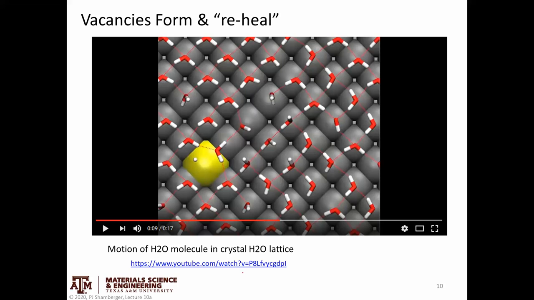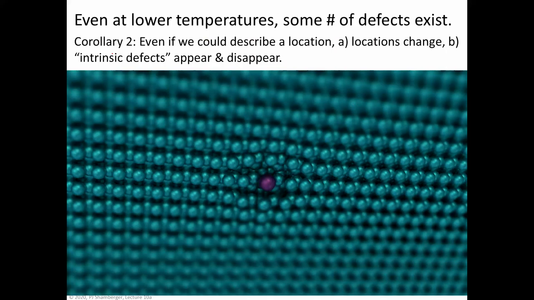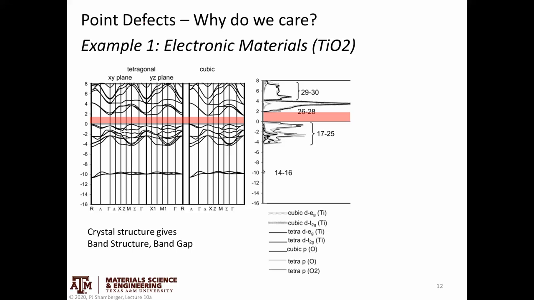vacancies could potentially heal. So all of this is to say that vacancies and other point defects are not static things. So even if we could describe the location of every single position, locations change, and intrinsic defects tend to appear and disappear over time. So all of these defect positions would have to be time dependent because they're always moving around.